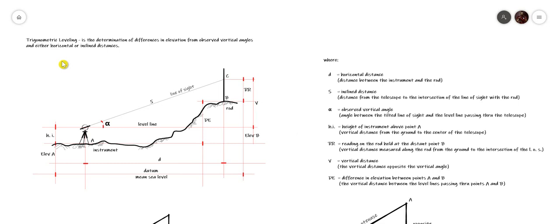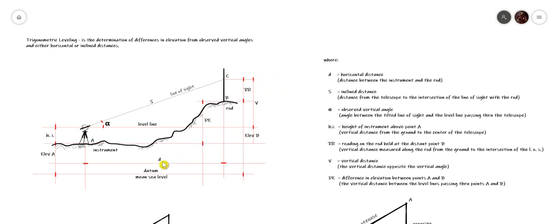Our topic for today is about trigonometric leveling. What is trigonometric leveling? Trigonometric leveling is the determination of differences in elevation from observed vertical angles, and either horizontal or inclined distances. Here are the notations being used in trigonometric leveling.